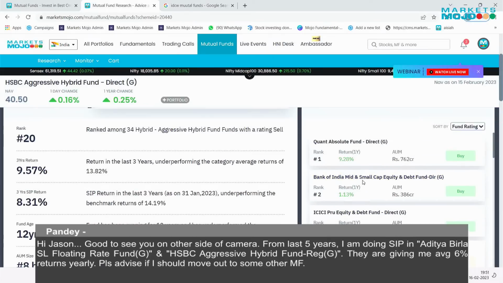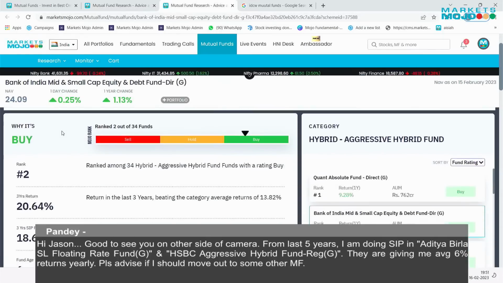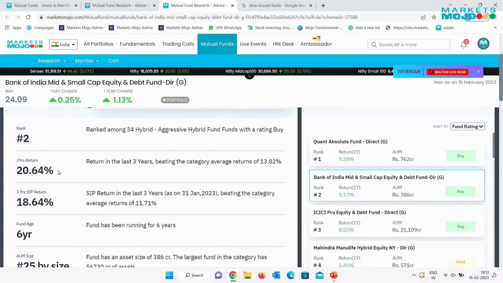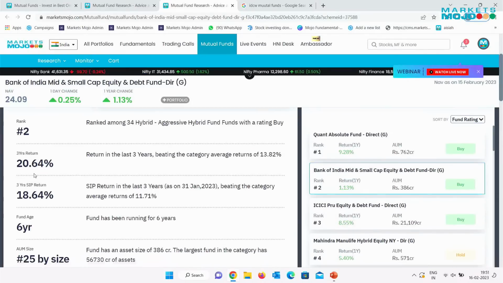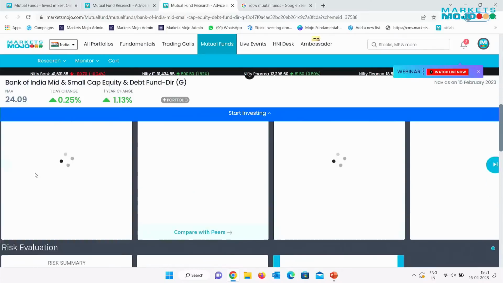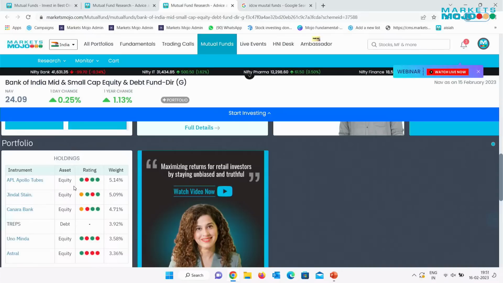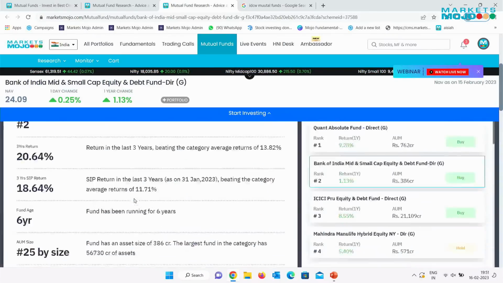And look at these funds. These funds have done much better. So look at Bank of India. If you could just hide the question, this particular fund has given 20.64% 3-year returns. This is very good performance. If your money is compounding at 20% year on year, it's quite good performance. So why don't you look at these particular funds instead of that particular one?